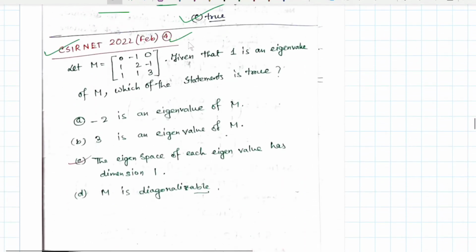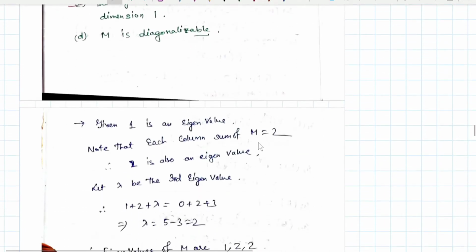Next question, question number 4 of part B, says that let M equal this matrix. Given that 1 is an eigenvalue of M, which of the following statements are true? Minus 2 is an eigenvalue of M. So we first calculate the eigenvalues. Since it is given that 1 is an eigenvalue, and note that the column sum of all the columns is equal to 2. We know that if the row sum or column sum of a matrix is the same for all columns or for all rows, then that sum is an eigenvalue. So here 2 is an eigenvalue.